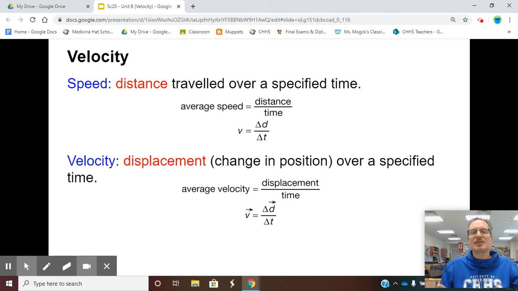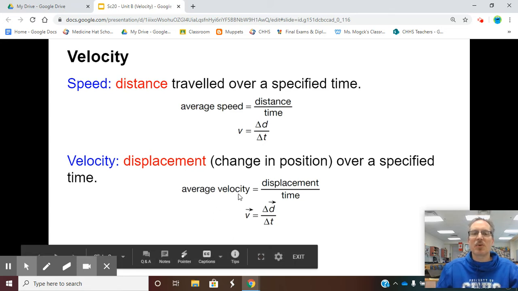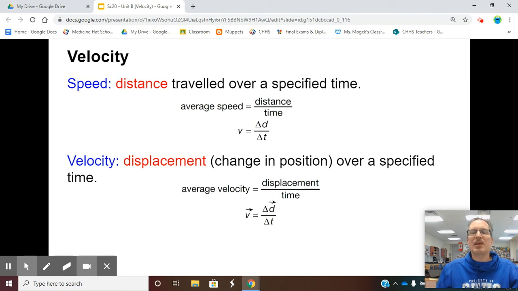Velocity, however, is not dependent on distance. Velocity is dependent on something called displacement, meaning what is our change in position from where we are now compared to where we started. We will notice that for velocity, it's a vector quantity, therefore it's got a vector arrow. It also uses displacement, which is a vector quantity with a vector arrow. So direction will be important. Let's look at some examples.